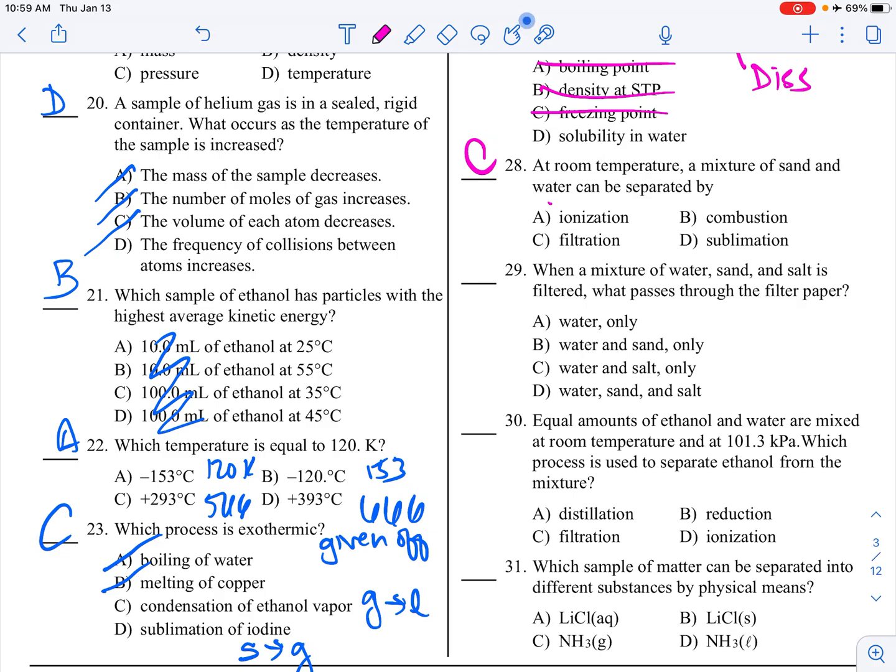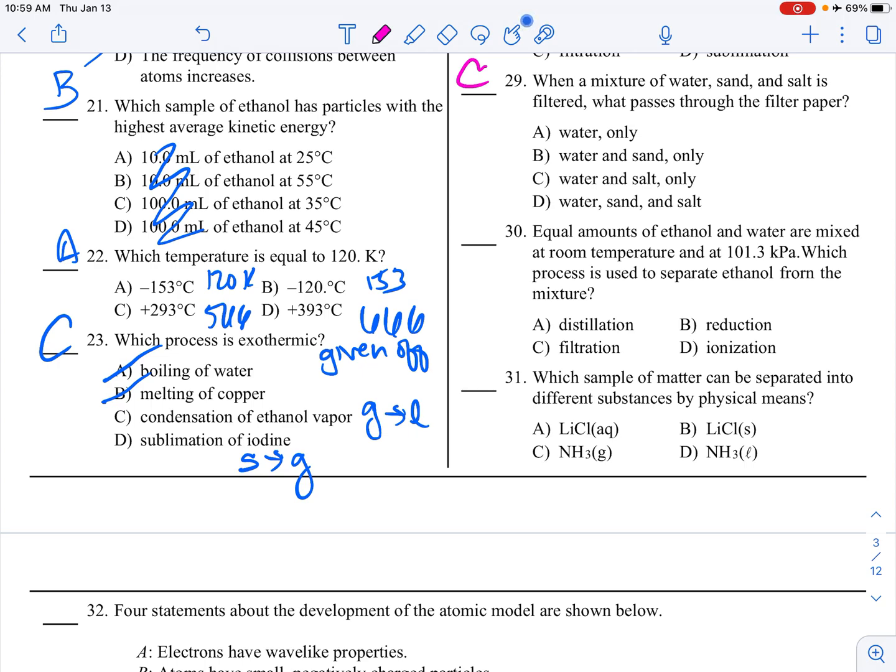When a mixture of water, sand, and salt is filtered, what passes through the filter paper? So what is dissolved in water is the salt. So salt will go through the filter paper with the water, the sand will not. It's a little redundant. Equal amounts of ethanol, alcohol, and water are mixed at room temperature at 101.3 kilopascal. Which process is used to separate the alcohol, ethanol from the mixture? I think that was meant to be from. That is the separation of alcohol and water. That is difference in boiling points, which is called distillation. These are not. Filtration has to do with particle size and dissolvability or solubility.